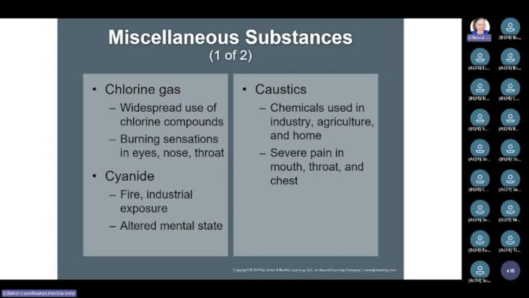Okay, miscellaneous. Okay, I don't know what ALOC is with metal poisonings. Tell me what that means, Lindsay.